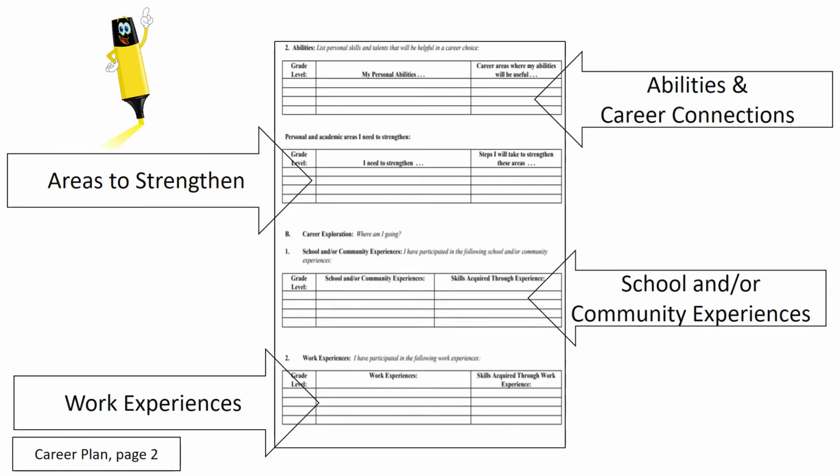On the previous page, we began looking at self-knowledge. We talked about things you like to do. Now we're going to switch it up a bit. We're going to look at your abilities. When we talk about abilities, we're really talking about two things. What are you good at, and what do you need to get better at? We'll start with listing skills and talents that will be helpful in identifying career choices.